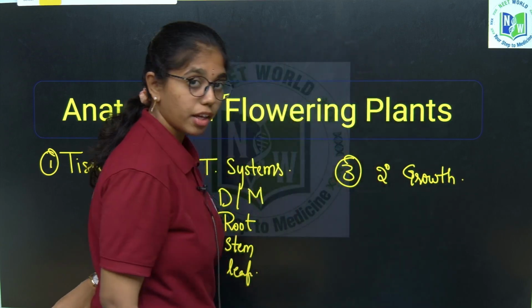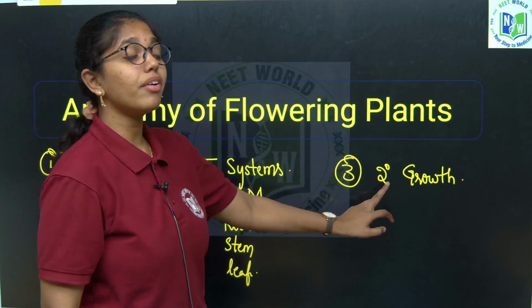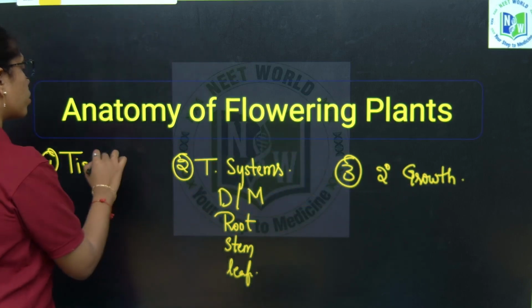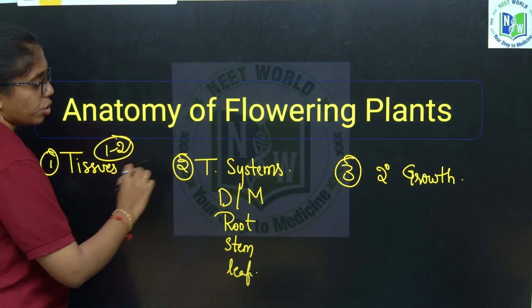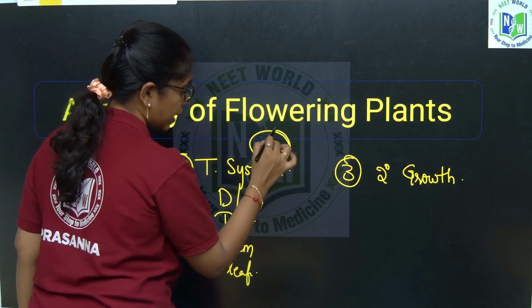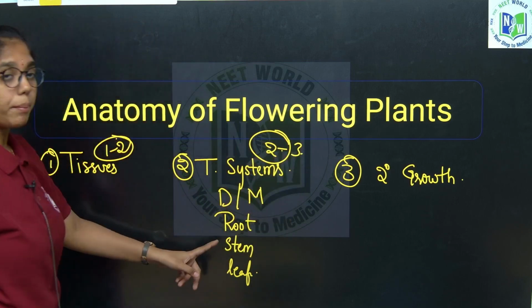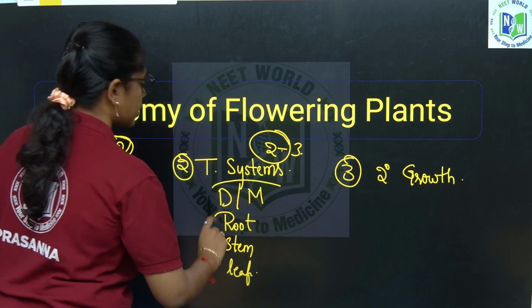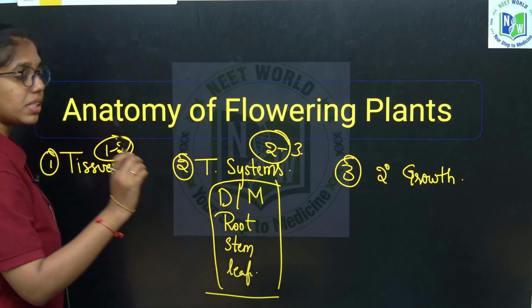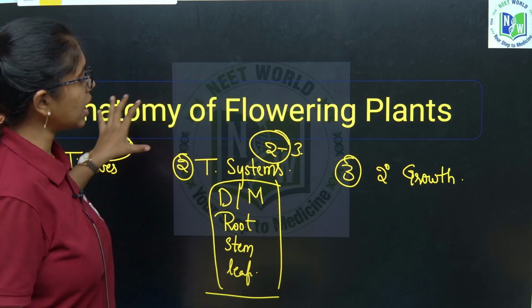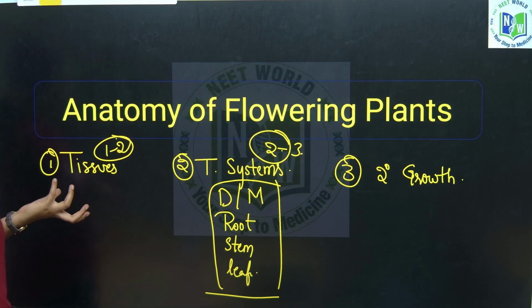Of course, secondary growth is not there for NEET, but for EAP set students this is important. Definitely 1 to 2 questions will be covered from tissues. 2 to 3 questions will definitely come from tissue systems, and comparisons between dicot, monocot, root, stem and leaf. And for EAP set, there will definitely be a question from secondary growth. So this is the planner on how to deal with this chapter.